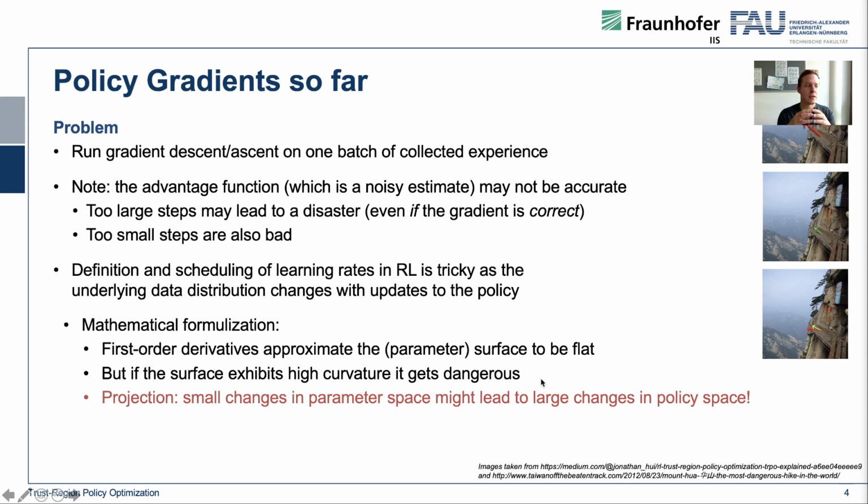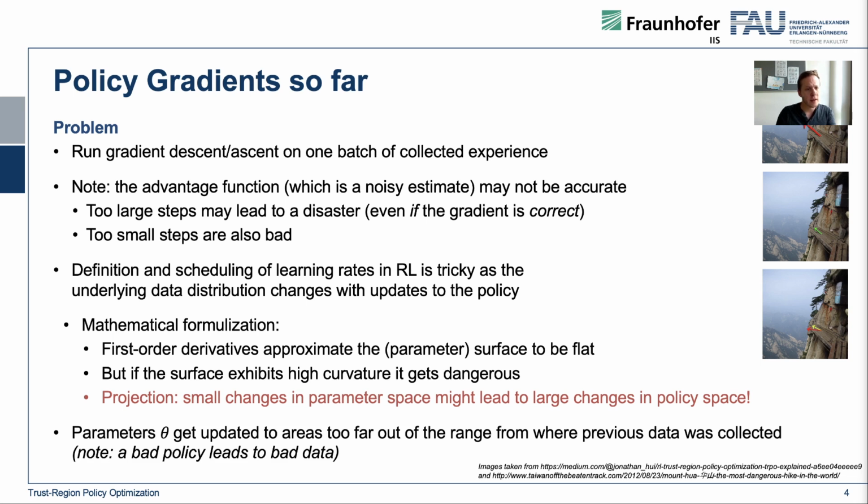This might actually change the probabilities of certain actions, so that in certain states you would select certain actions immediately, which means that although you make small changes to your parameter space, this might lead to large changes in the policy space. In other words, if our parameters theta get updated to areas too far out of the range where previous data was collected, we have a poor estimation of what happens there, meaning that we will end up with a bad policy, and a bad policy leads to bad data, and we might not recover at all in the end.